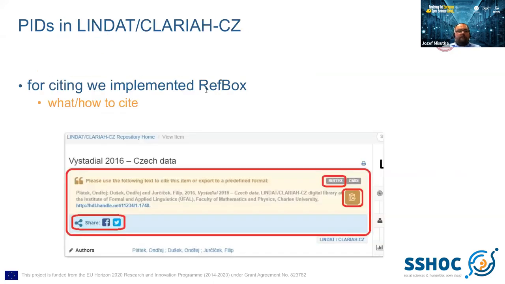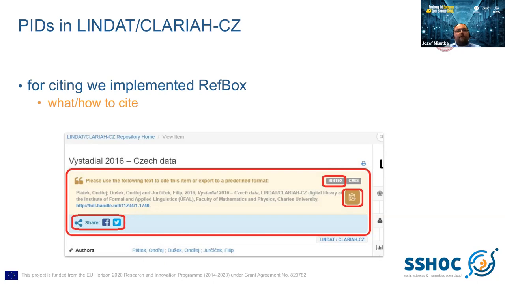Now, further in the policies is the citation policy, which for us is very important. For every item in our repository, we show a box with citing information on the landing page. We call it a ref box. It can also be used on external websites, for instance, on the project website. It tells the user that this is how the data should be cited.